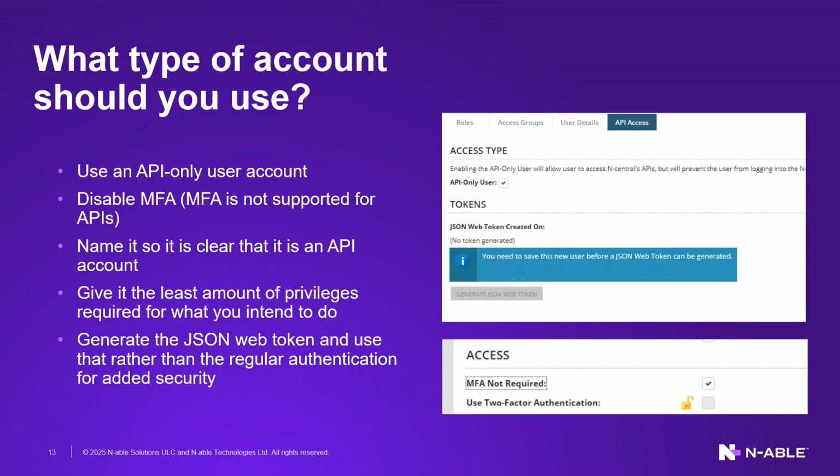And very importantly as well, generate the JSON web token and use that to authenticate rather than using the username and password. So if you create an API-only user account, you can obviously use username and password to authenticate. Depending on the password policies in your N-central server, the password may expire, and then you will have to renew the password. And then obviously you will have to update that password within any scripts or software applications that use username and password.